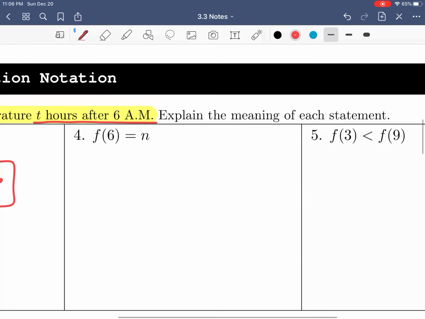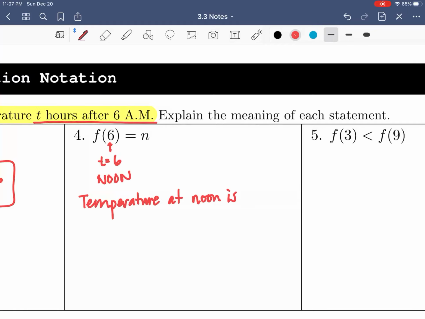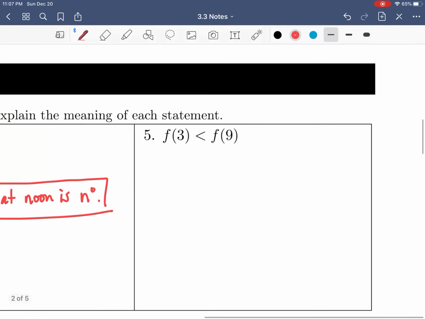Nice. Okay, f of 6 equals n. So that means there's our variable that we put in. So that means t equals 6. 6 hours after 6 a.m. is at noon. So I think this is saying the temperature at noon is n degrees. I guess it's something. Temperature will be something at any given time.